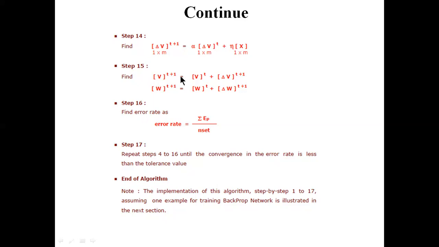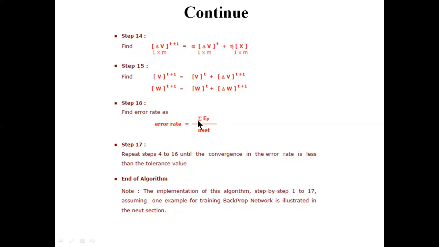Okay, so as per the equation, v_{t+1} equals v_t plus delta v_{t+1}, and w_{t+1} equals w_t plus delta w_{t+1}. So this is the final updated weight. And next we will calculate the error rate.